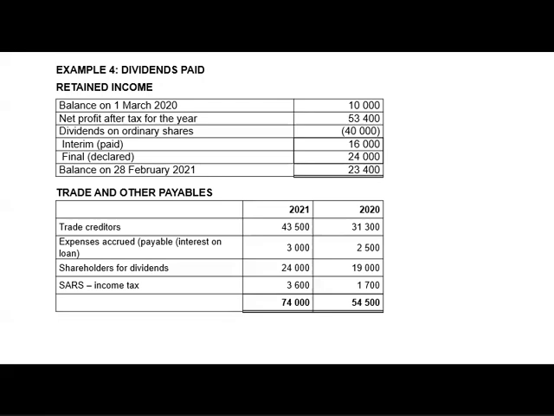And if I was to ask you, how much do we have as total dividends declared? What will be your answer? Your total dividends declared is just your interim dividends plus your final dividends, which are given to you in the retained income notes. Those will be your total dividends declared. And how much will be my dividends paid?